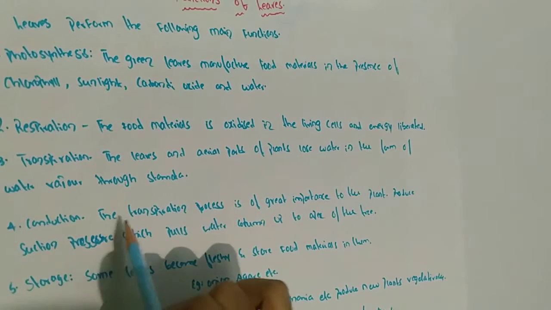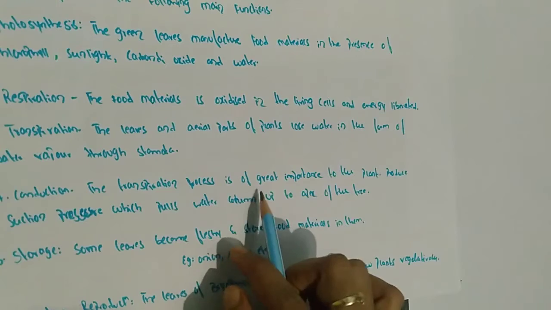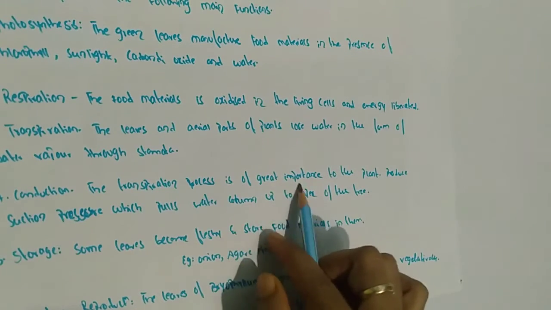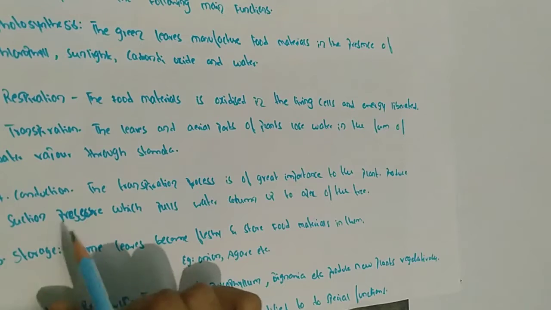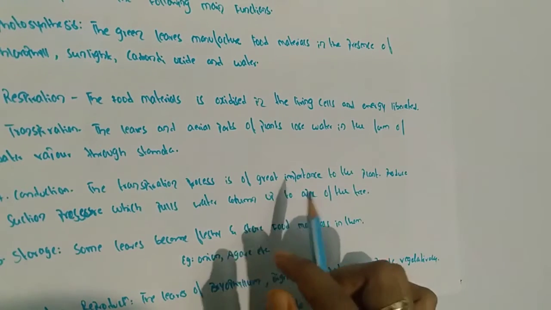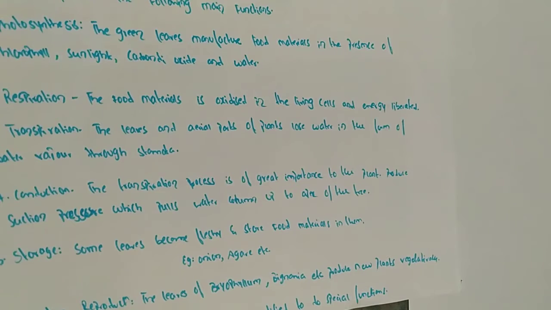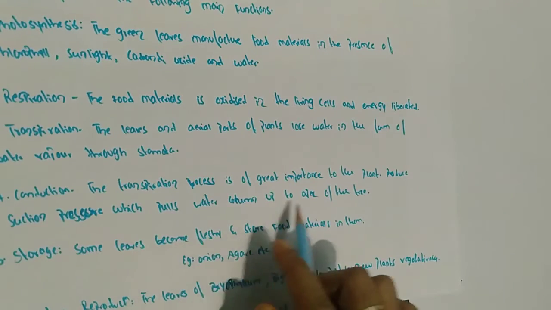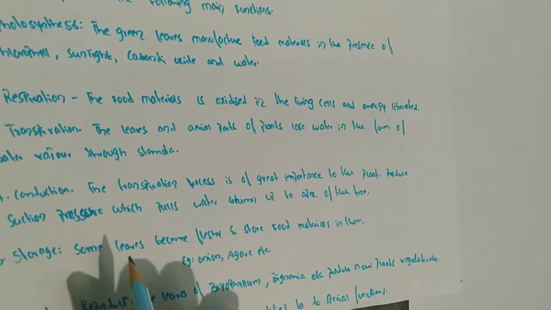Next, conduction. The transpiration process is of great importance to the plant. It produces suction pressure which pulls the water column up to the apex of the tree. Suction pressure means when water evaporates through leaves or any part of the plant exposed to air, it creates a negative pressure called suction pressure. It pulls water to the apex of the tree. So it is called conduction.